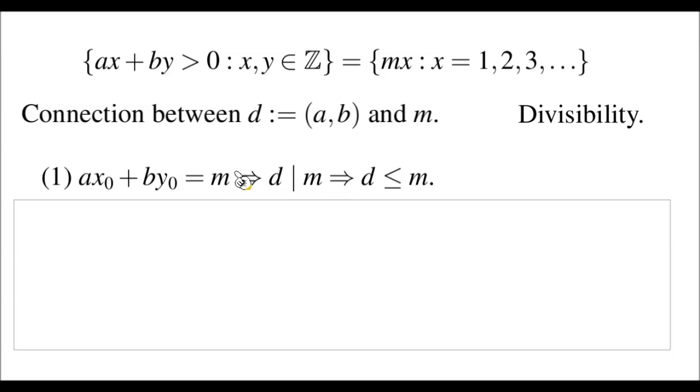Divisibility we know about: whatever is involved here is something that divides A and B. This D divides both A and B in there. So D appears as a factor in here. Of course, D appears as a factor in there. Therefore, D divides M. D divides M, so that makes D smaller than M. So that's one connection we have in here.